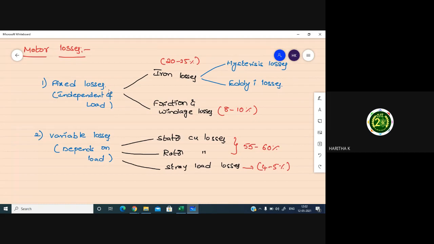And again, these fixed losses are divided into two types. Those are iron losses and, second one, friction and windage losses. Again, these iron losses are divided into two types. Those are hysteresis losses and eddy current losses. Variable losses are three types. Those are stator copper losses, rotor copper losses, and stray load losses.